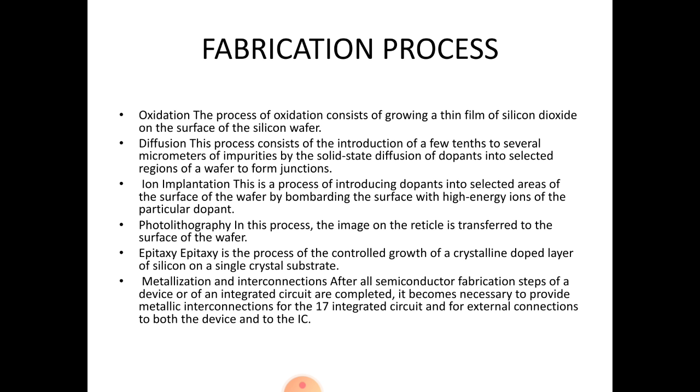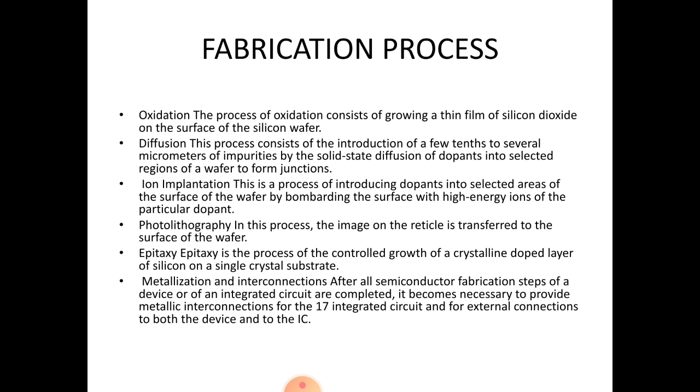The next is ion implantation. So the third process is ion implantation. This is a process of introducing dopants into selected areas of the surface of the wafer by bombarding the surface with high energy ions of the particular dopant.